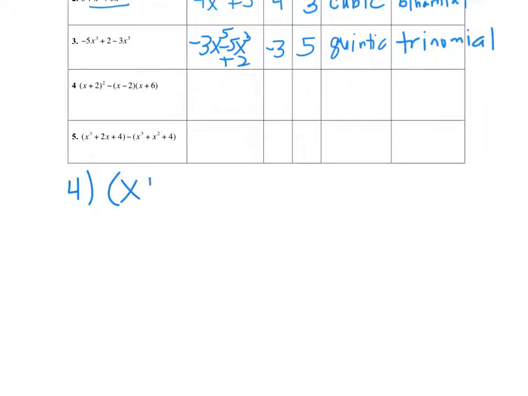We have to take x plus 2 and multiply it times itself. A lot of people think that that's just x squared plus 4. A lot of people are wrong. It's not x squared plus 4. When you take x plus 2 and you have to multiply it times itself, you have to FOIL that. Okay? So that's our first step. We're going to FOIL this out. Here we go. X times x is x squared.